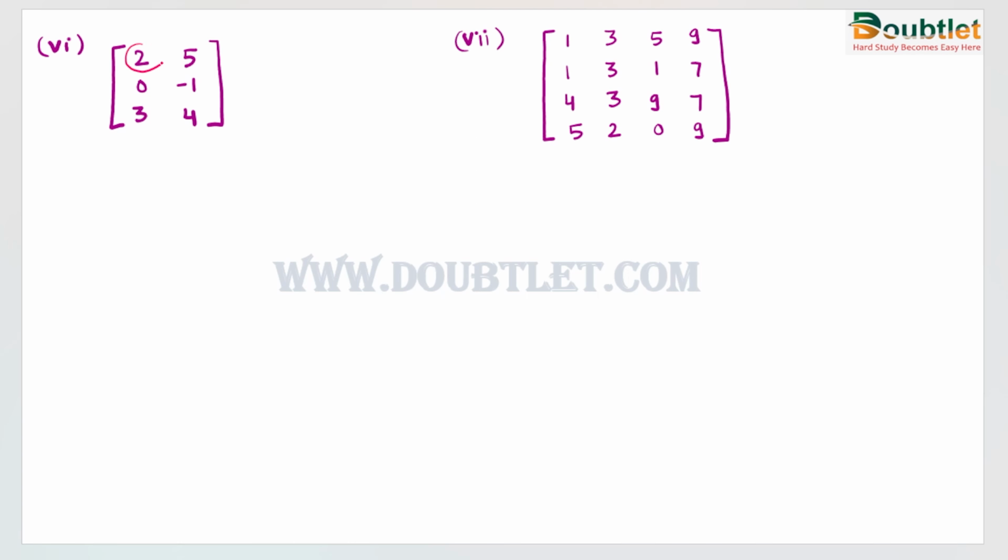So first we will check the leading element in the first row. The leading element is 2, it means it is non-zero. Then we will check in this column that all the elements below this are 0. This is 0, it means this condition is satisfied. So we will make this element 0. We will apply the operation R3 minus 3 divided by 2 R1. This is the operation we need to apply in the third row. So we can write this matrix as 0, minus 1, so this will become 0. So 4 minus 15 divided by 2, it will become minus 7 divided by 2.